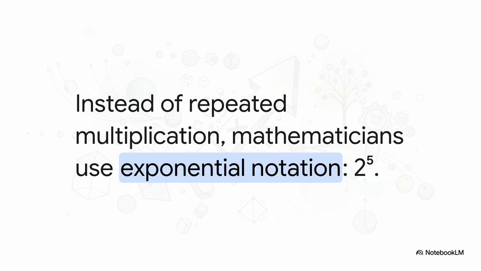And there is. It's just 2 to the 5th power. So simple, so elegant. This is what we call exponential notation, and it is the exact shortcut we were looking for. It takes all that repetitive work and just squishes it down into 2 little numbers. But what do those numbers actually mean?